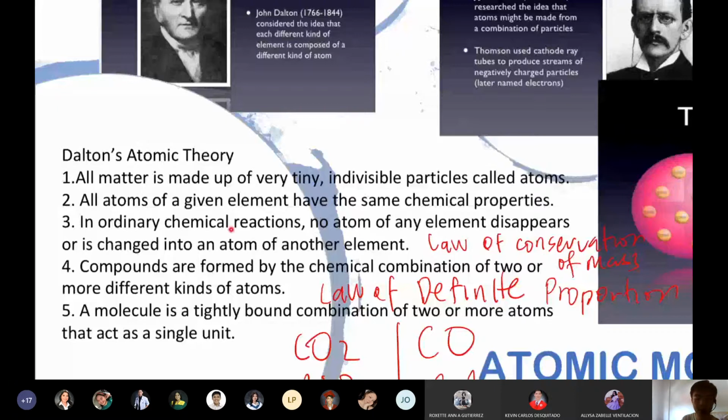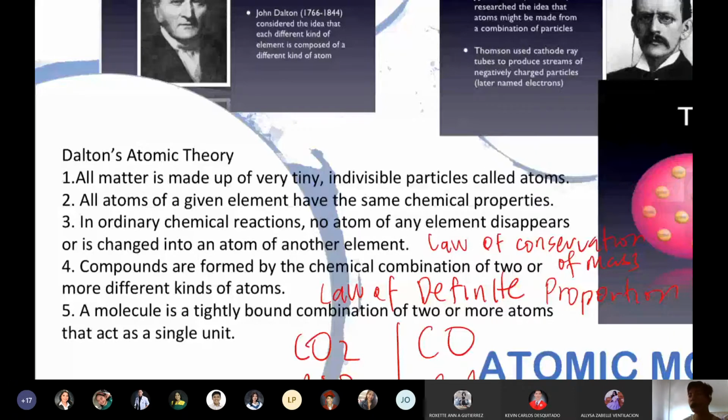Then for number 3, it is just the law of conservation of mass, that atoms are conserved, no? If you have 10 atoms on your reactant side, then on the product side, you will have 10 atoms, no? So this is the law of conservation of mass. The mass will never change in a chemical reaction.